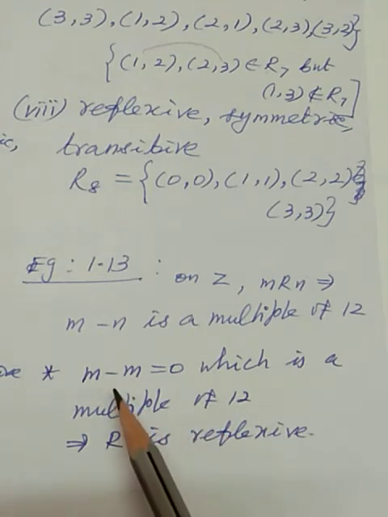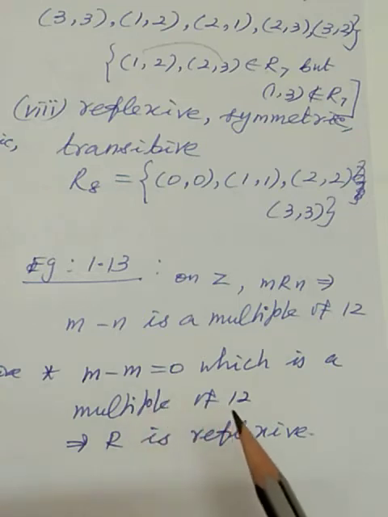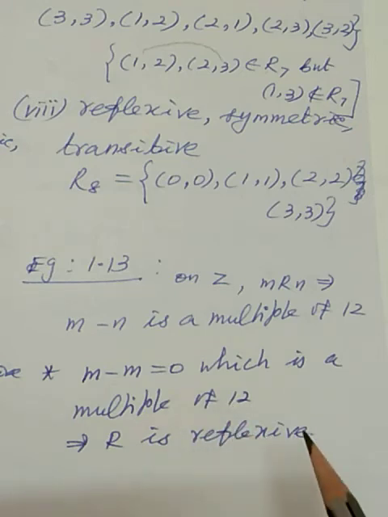So each element, you subtract every element with itself, then the answer is 0. 0 is a multiple of 12. 0 is a multiple of any number, and hence it is a multiple of 12, since it is divisible by 12, and hence R is reflexive.